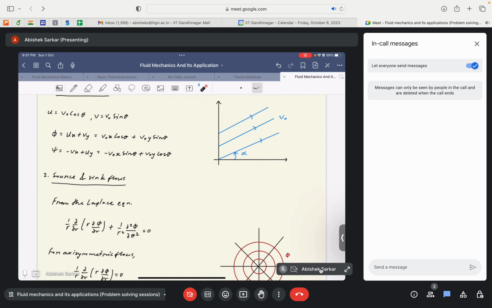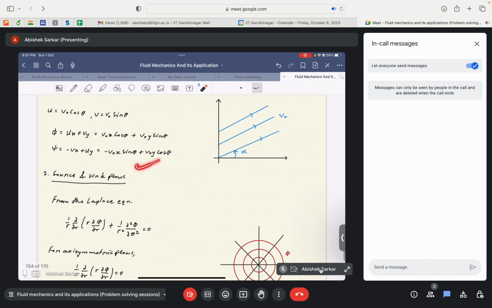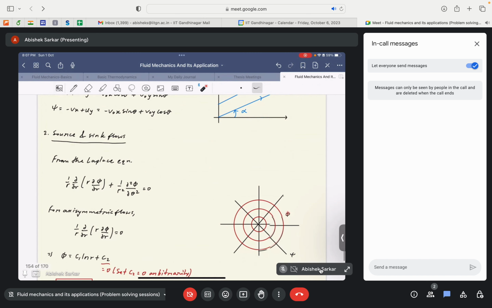Okay. So phi is given by ux plus vy, so it is given by V naught x cos theta plus V naught y sin theta. Psi is given by minus vx plus uy, which is equal to minus V naught x sin theta plus V naught y cos theta. Okay, just remember the formulas so that we can apply them in our problems.